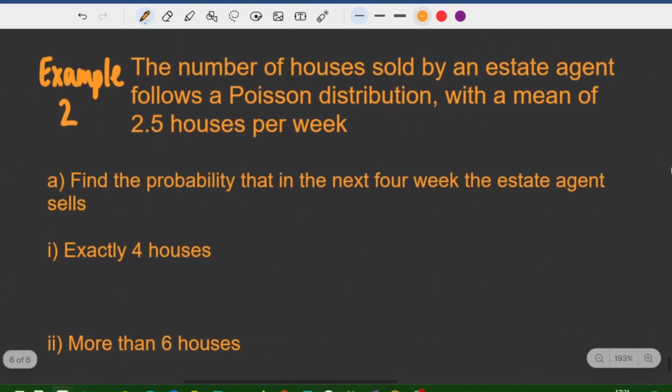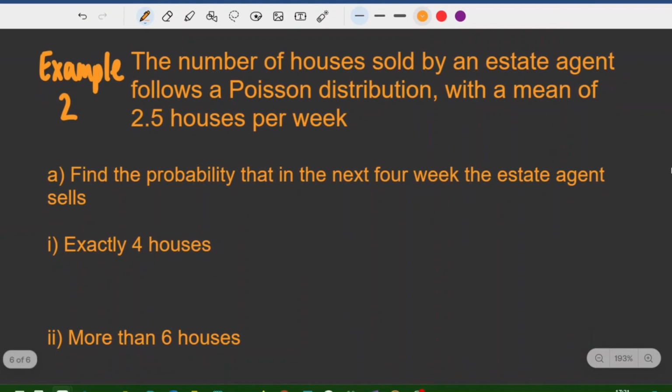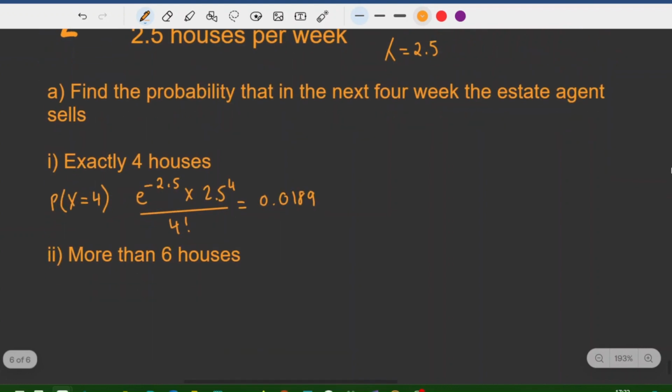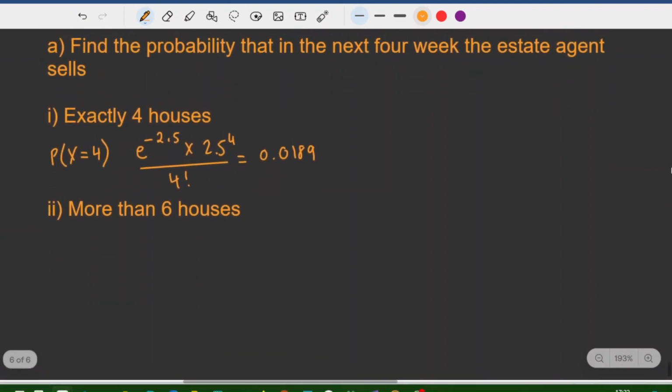Okay, example number 2. The number of houses sold by an estate agent follows the Poisson distribution with a mean of 2.5 houses per week. So we want to find the probability that exactly 4 houses are sold. Here we have to plug the values into the function that we are given. We have 4 factorial, which gives us 0.0189.